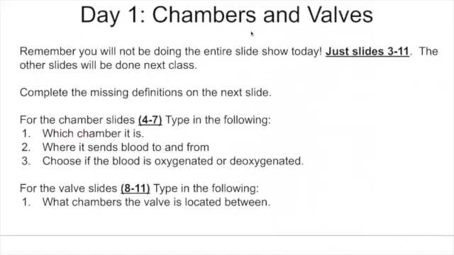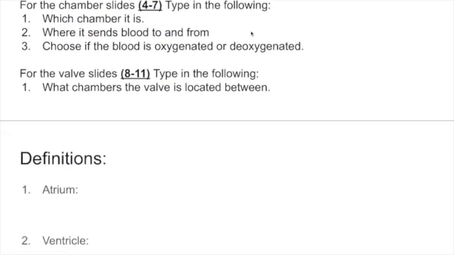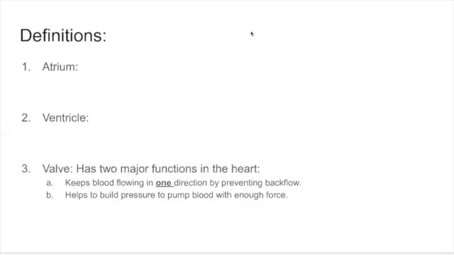So the first thing you're going to do is the next slide, slide 3, has a couple definitions that we're going to fill in. And then slides 4 through 7 are going to cover the chambers. And then 8 through 11 are going to cover the valves. So for the missing definitions, those are very easy. We just talked about those in the diagram. Remember, our atriums are what receive blood.